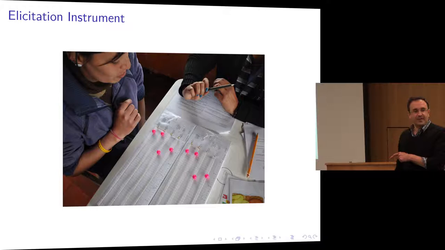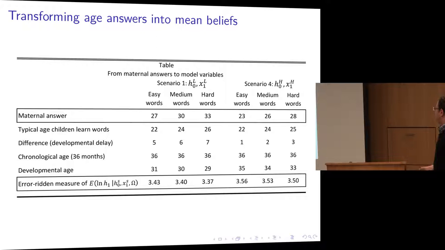This is amazingly common in Philadelphia and in Colombia, even though no one told them this is how to answer this instrument. I was not expecting them to have any particular way of answering this. And here's how we go from the answers that they give to the object that we are interested in. I think it's easier to explain with an example.